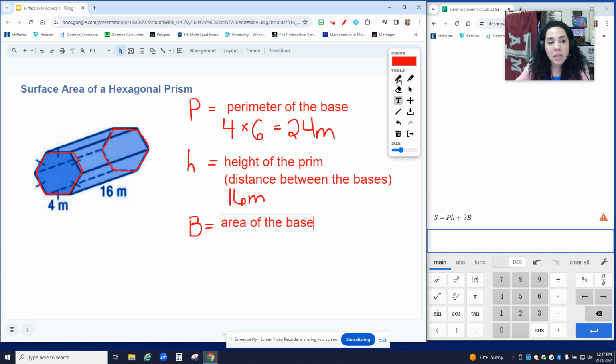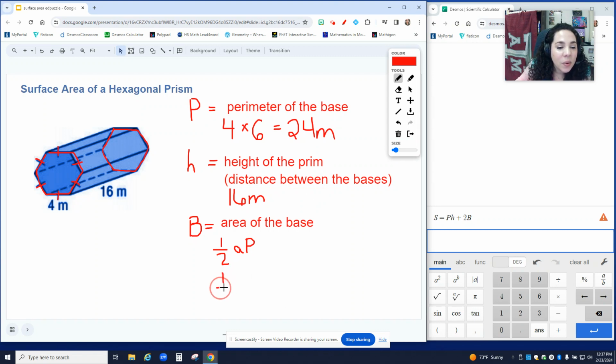The shape of the base is a regular hexagon, because we see that all of the sides are congruent. This is an equilateral hexagon. So we want to follow the formula of 1/2 times the apothem times the perimeter, which we were doing last week. All of the math that we've been doing builds on top of each other.